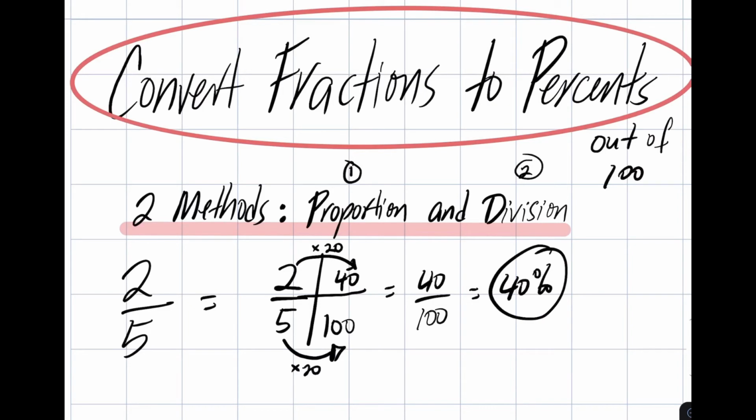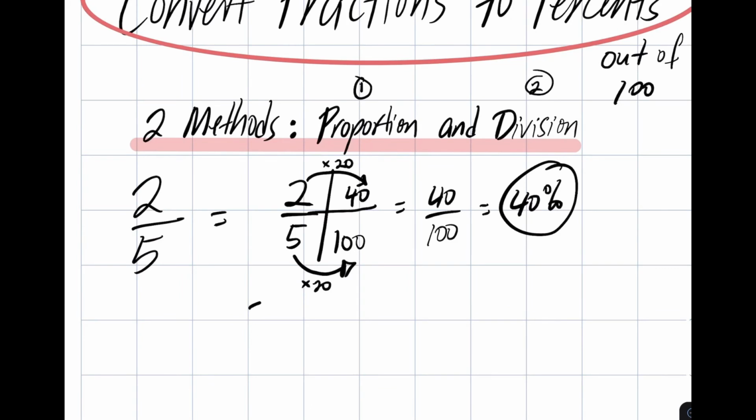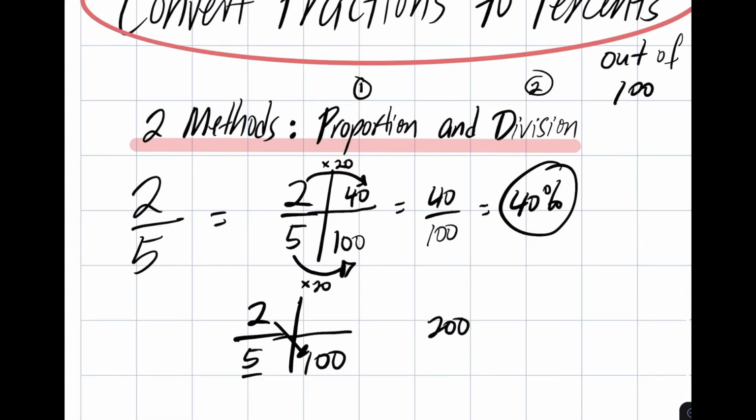Okay? Or another way to do it is the same thing, but this time using cross multiplication. That'll be 2 times 100. That is 200 divided by this 5 right here as a divisor.